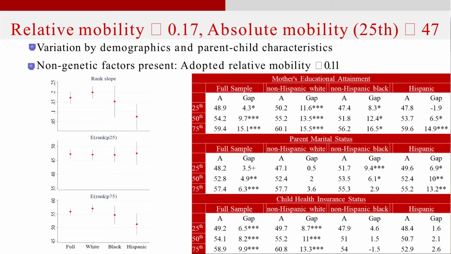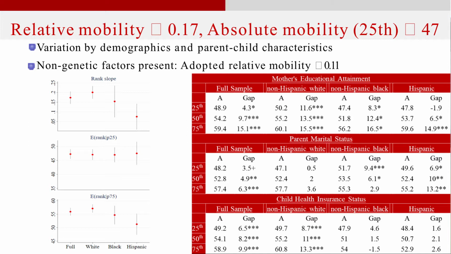Across the demographics here, we're seeing fairly consistent absolute mobility when a parent's health is around the 25th percentile. But when the parent's health is around the 75th percentile, it appears that there might be some more downward mobility among Hispanic parent-child pairs.